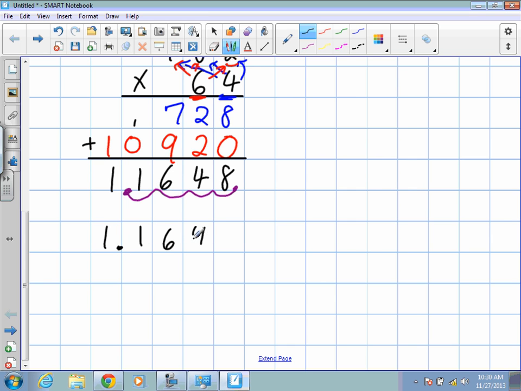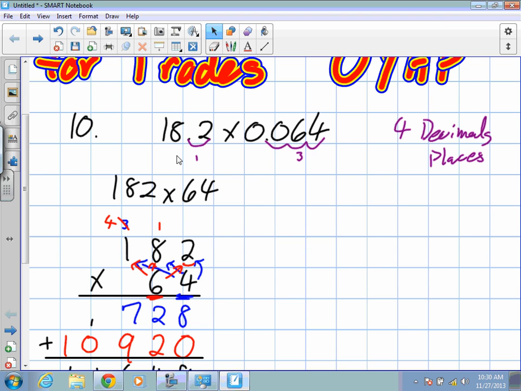1.648. That is our answer. Okay? All right, another way we could go through this question is we still have to do the very first part the exact same. We have to figure out how many decimal places there are. We already figured out there are 4, and it remakes the question for us.